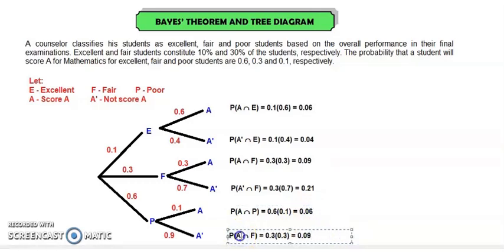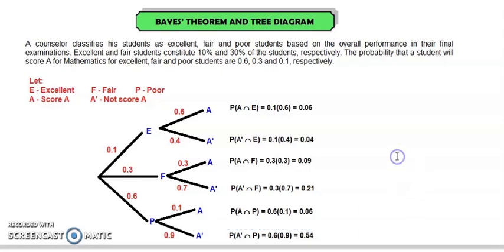And the last one is the probability of A prime intersect P. So 0.6 multiplied by 0.9. So this one is 0.54.